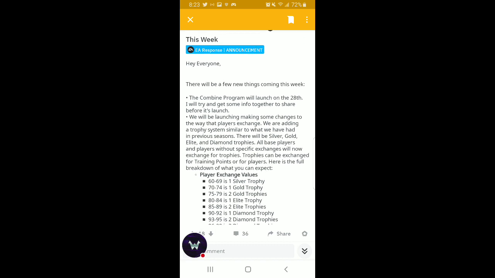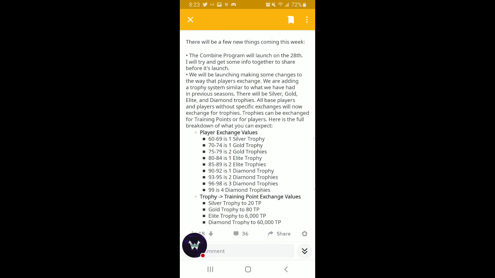Here's the full breakdown. A 60 to 69, which is just a base, a normal silver, gets you one silver trophy. A 70 to 74 is one gold trophy. 75 to 79, two. Elite one is one elite trophy. Elite two is two. Diamond one, diamond two, diamond three. I think you get the point. 99 is four, but we don't have 99s yet.